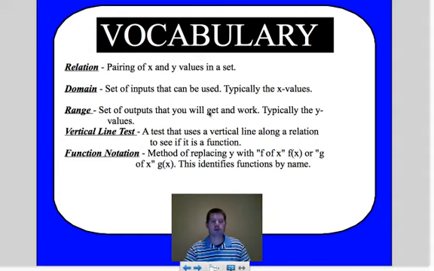Okay, well, welcome back. What we're going to talk about now is function notation. So, definition here: function notation is a method of replacing a y. Instead of y equals, we have something called f of x. It's just an f, parentheses, x. Or g of x, or h of x, and they're all represented by that letter and parentheses x. Basically, it's just a way to identify functions by name.